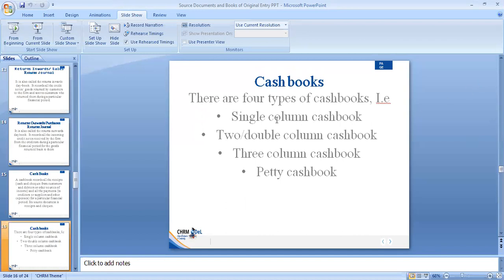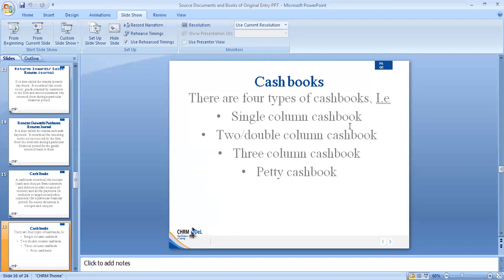The first one is what we call the single column cash book, or one column cash book. This is actually the simplest of them, whereby transactions involving cash in hand and those involving cash at bank are recorded separately. They are not recorded in one single cash book. We have a cash book to record the cash received and cash payments. We also have a separate cash book to record checks received and checks issued out. When we have them separately maintained, that kind of cash book is known as the single column cash book.